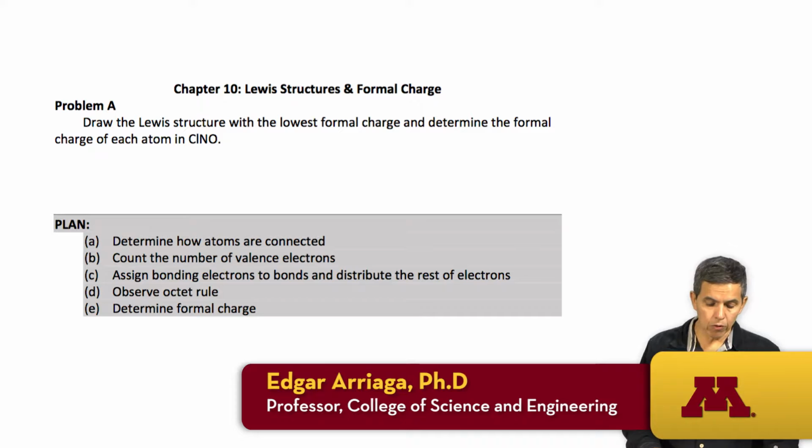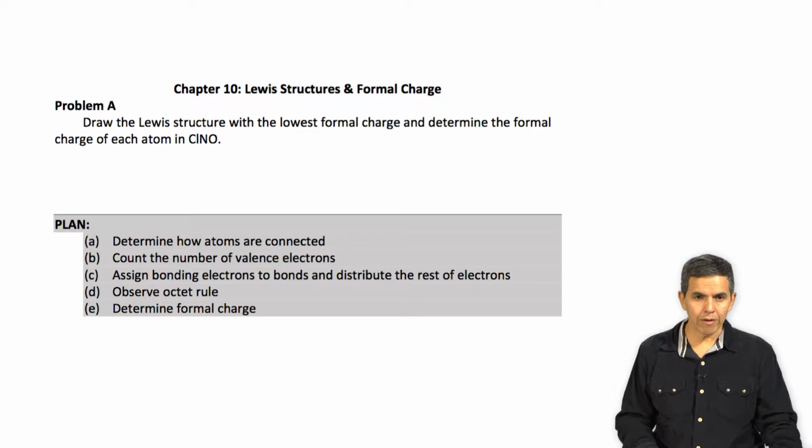This problem is about Lewis structures and formal charge. Please read the problem, plan how to solve the problem, implement the solution, and then compare your answers. So let's begin by writing the structure Cl, N, and O. We place nitrogen in the middle because it's the least electronegative element.